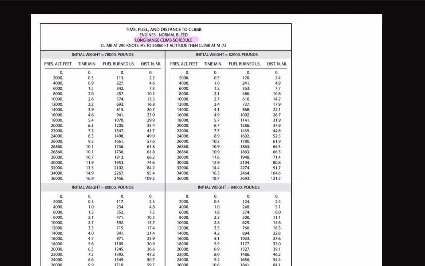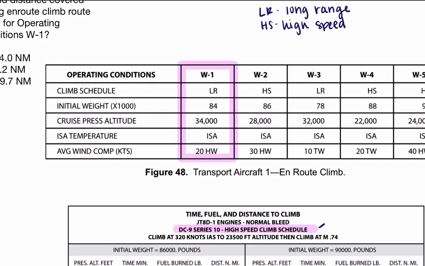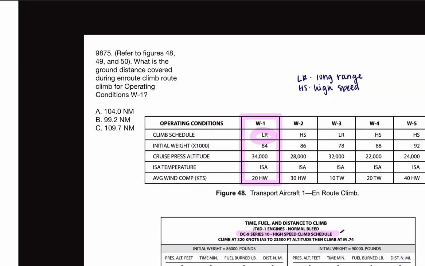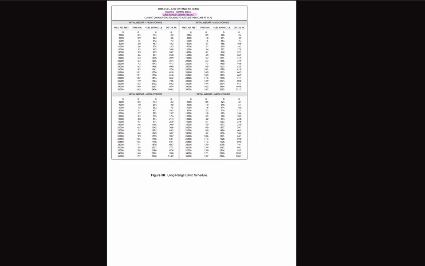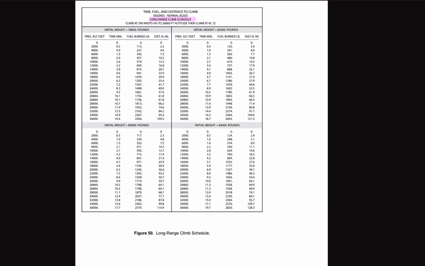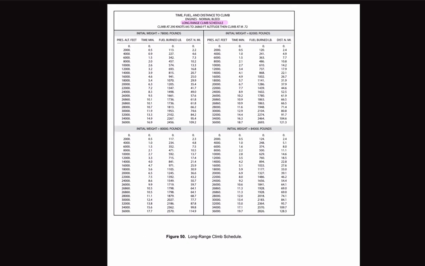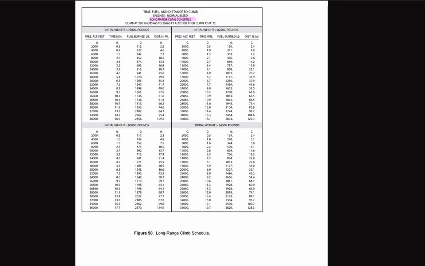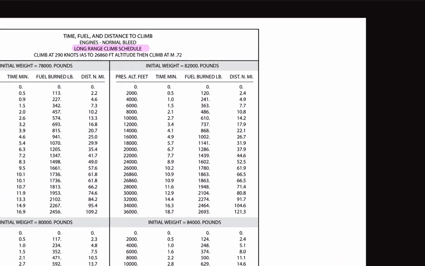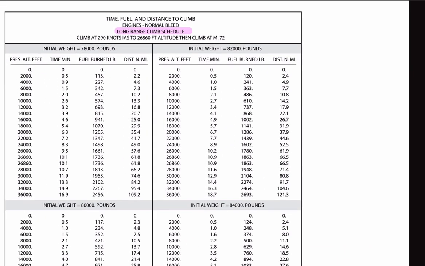So if we look at our performance calculations here, or our operating conditions, we can see that we are going to be long range. So we're going to be focused on figure 49. Now, remember that a good idea would be to write down whatever the operating conditions are on a separate piece of scratch paper. So let's go ahead and write those down to the side. Our climb schedule is long range. Our weight is 84,000 pounds.